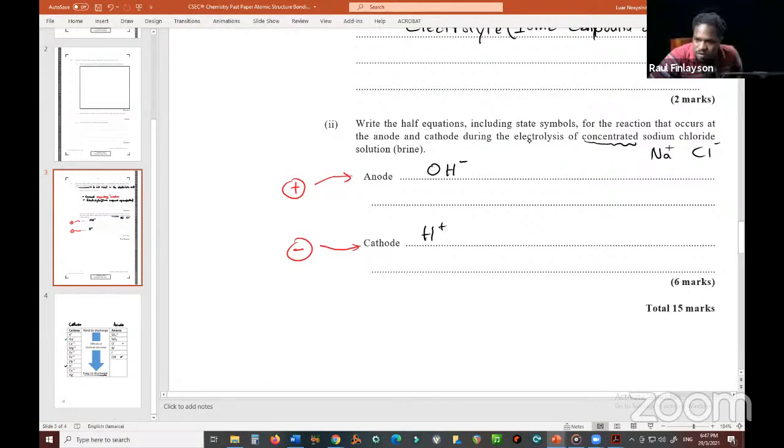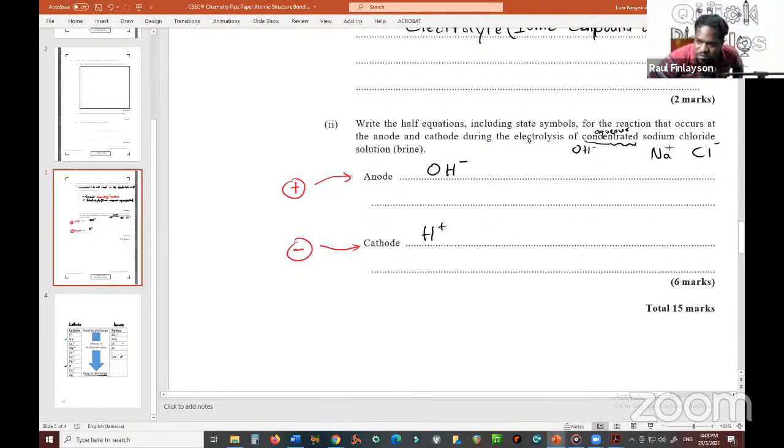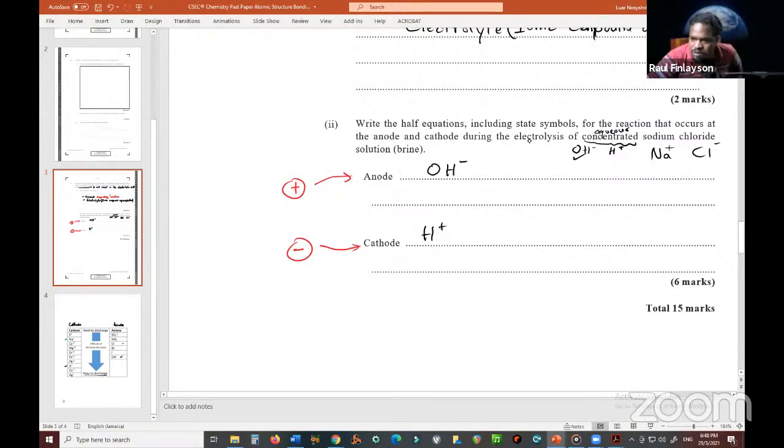And concentrated is actually the same thing as aqueous, but it means you have more salt than water. That's when it's concentrated, but you still have water in there, so it's still going to be aqueous, which means that you're also going to have OH minus and H plus. And then what we're going to say now is that OH will get the preference, H will get the preference, sodium and chlorine have to stay behind.